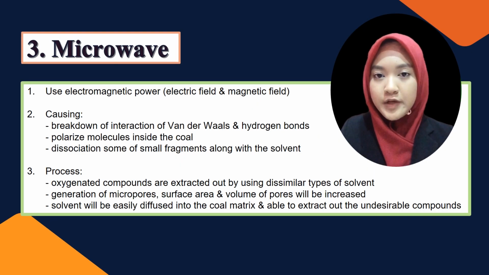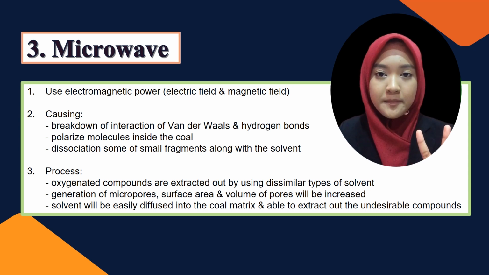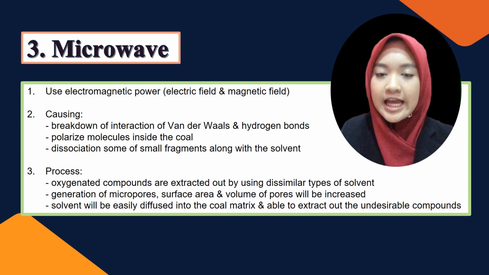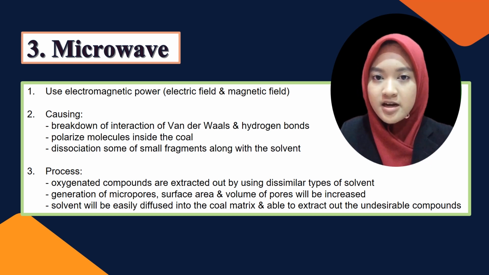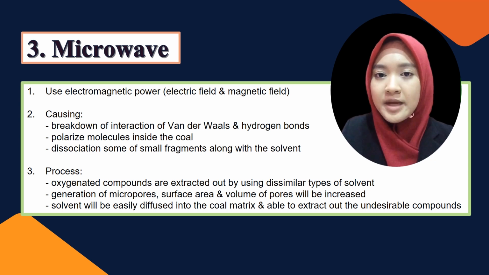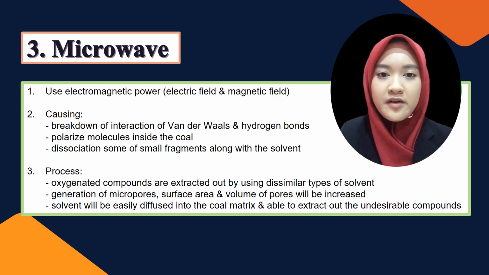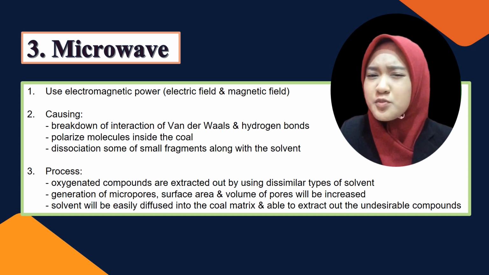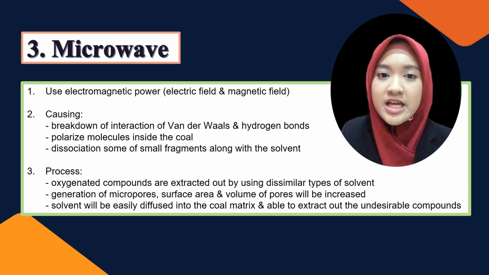The last treatment is microwave. Microwave requires electromagnetic power composed of two oscillating perpendicular fields, the electric field and the magnetic field, with a frequency of 300 MHz to 300 GHz. The function of the electromagnetic field of microwave is breaking down the interactions of van der Waals and hydrogen bonds, as well as instantly polarizing the molecules existing inside the coal, despite dissociation of some small fragments along with the solvent. Oxygenated compounds are able to be extracted using different types of solvent.